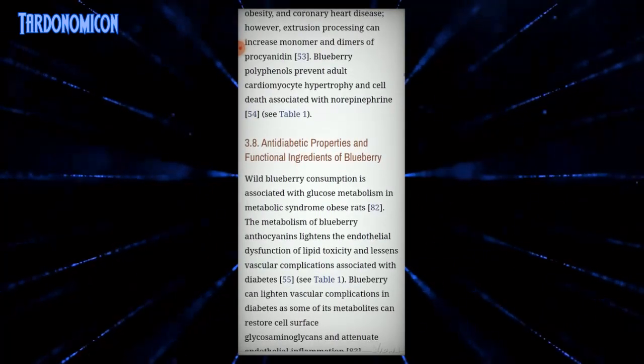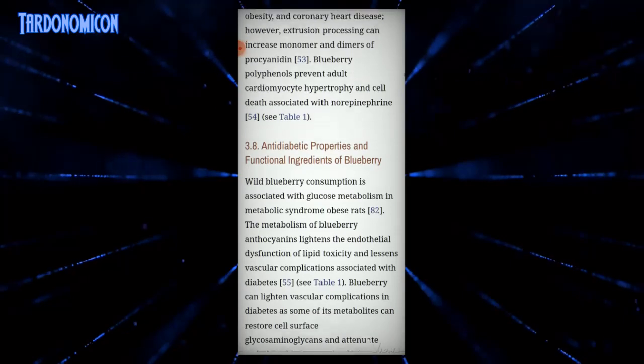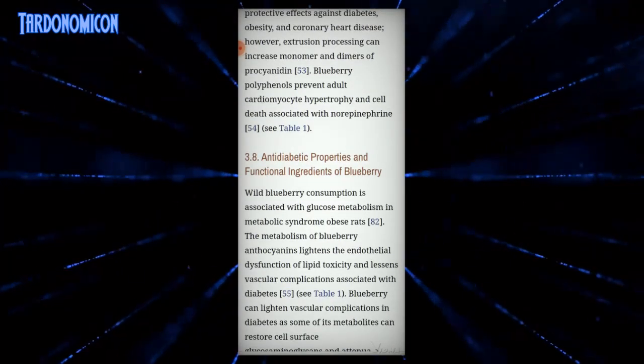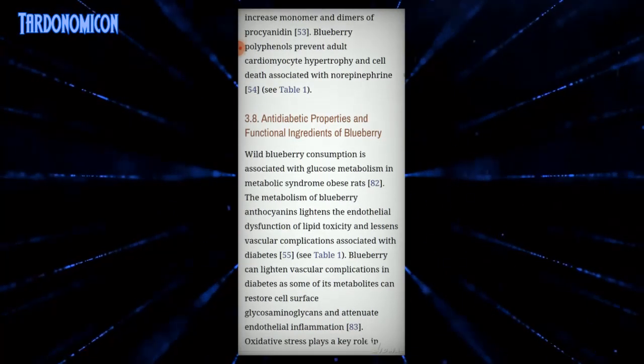Blueberry polyphenols prevent adult cardiomyocyte hypertrophy, meaning it helps stop the enlargement of the heart, and it helps stop cell death associated with norepinephrine.